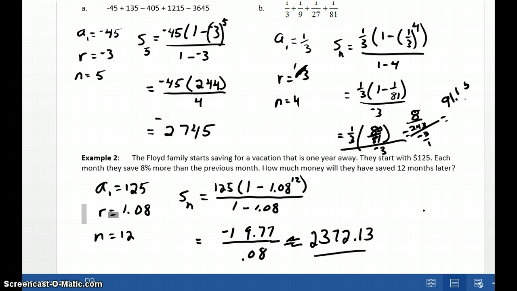Continuing with our problem, we have 125, 1 minus 1.08 to the 12th power, and then 1 minus 1.08. Simplifying this with our calculator, we would end up with $2,372.13. So the Floyd family would have that much money saved after 12 months.